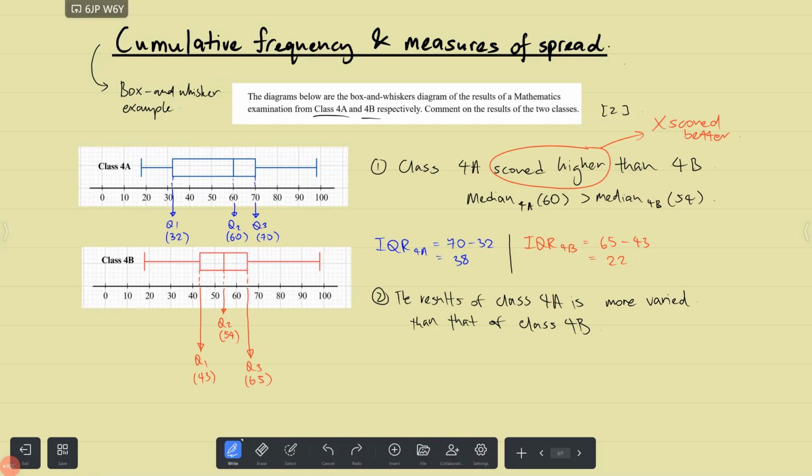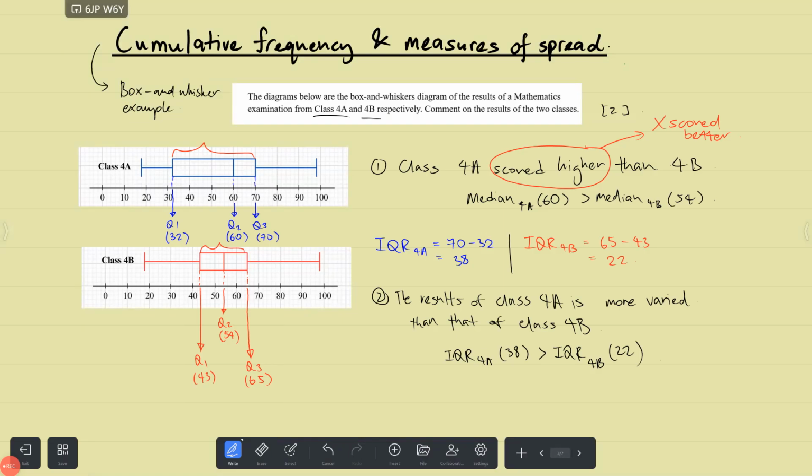Okay, and of course, this is just a general statement, and we can look at it, it's visually true as well, because the middle section or the box section for class 4A is wider than the middle section or the box section for class 4B, and you can state the evidence over here, right? So once again, box and whiskers provide a visually compelling evidence on which results are more widespread.